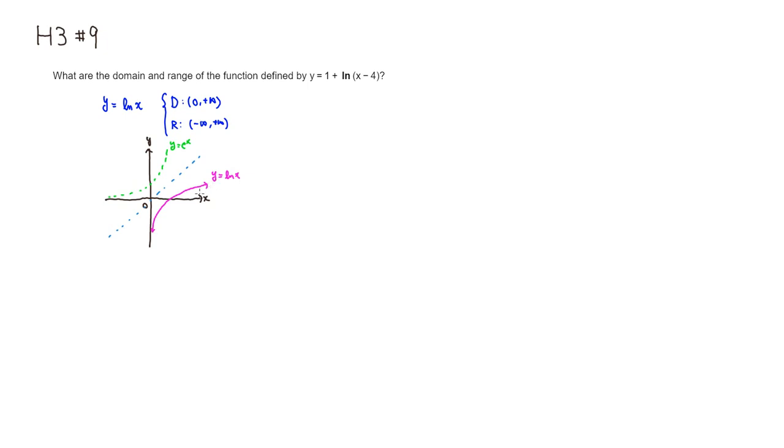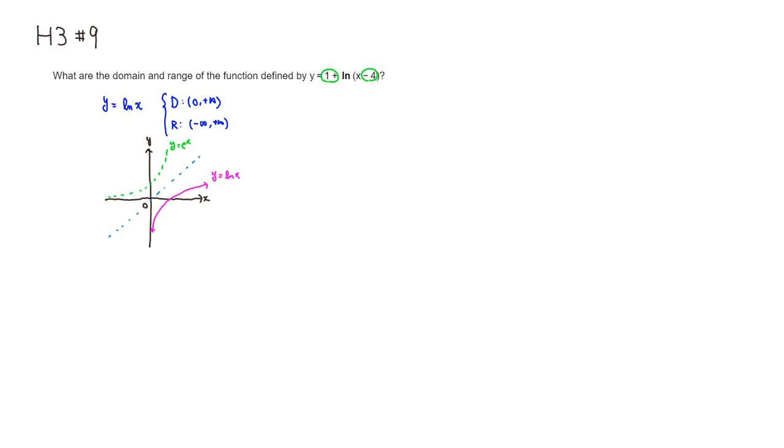This is a fairly slow growing function. It actually goes to positive infinity, and as x gets closer to 0, it goes to negative infinity. So the range is all real numbers. But the function in question is a little bit different. You have a couple of transformations given. Here's the first one, and here's another one there. So let's do them one by one.